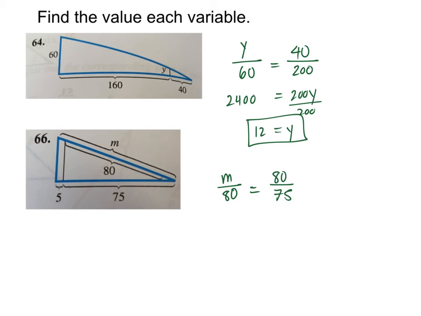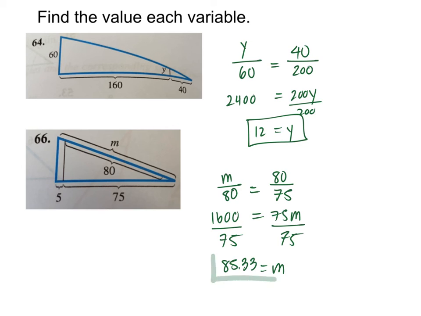And then you would try to solve. So m times 75, 80 times 80. You're going to get 1600 on this side. 75 times m, divide 75 to both sides. And m is equal to 85.33 is your length here. And that's it. So now I know the side of this length.